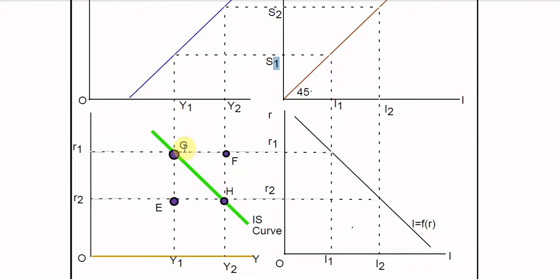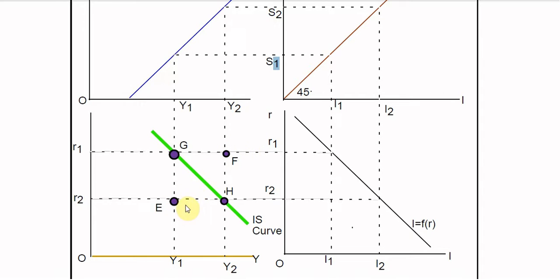Now, this IS curve is always downward sloping. It is because it cannot pass through the points like G and E, or the points like G and F, or the points like E and F. I mean, it cannot be vertical, it cannot be horizontal, or it cannot be upward sloping.